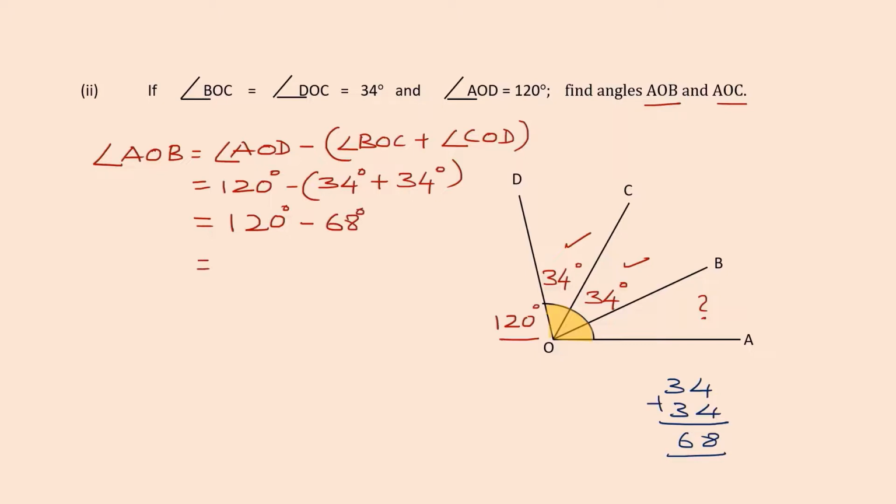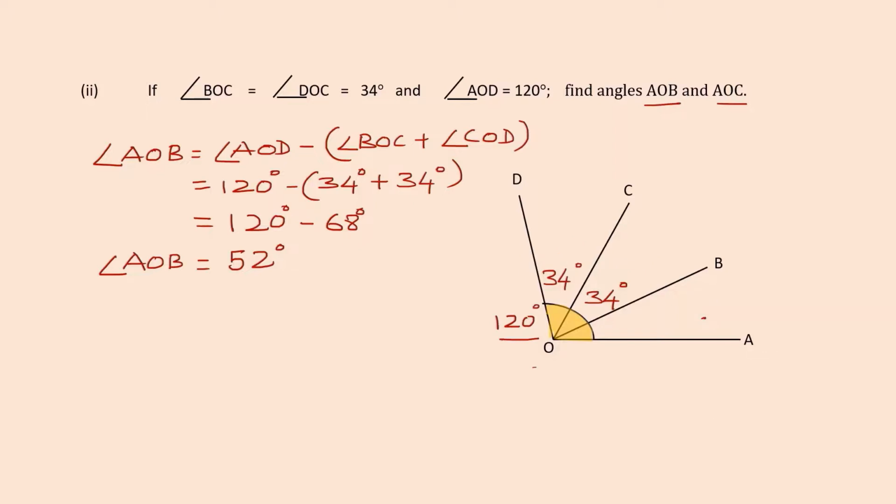Now minus these two. So when we minus 120 and 68, what do we get? Borrow. 10 minus 8 is 2. Borrow again. 11 minus 6 is 5. We get 52 degrees. So angle AOB is 52 degrees. Okay, now let's go on to the next question.